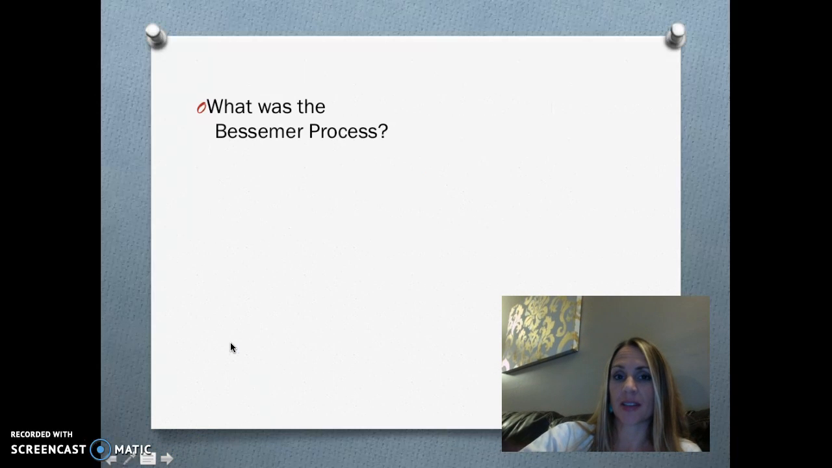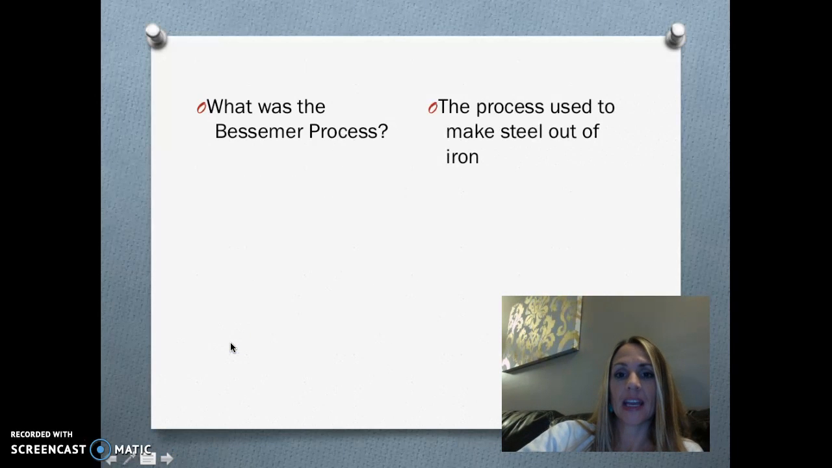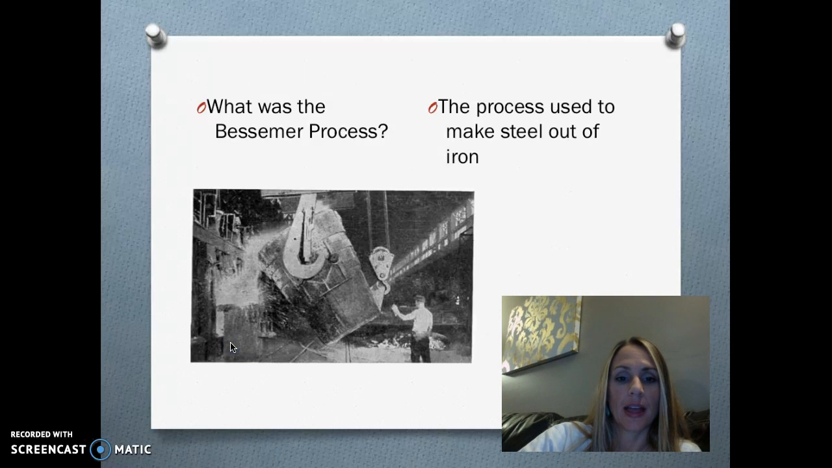The Bessemer process. What is it? It is the name of the process when you take iron, you take out the nickel, and you produce steel. So essentially, it is named after the person who invented it. And that is a picture of someone performing the Bessemer process. Not an easy process.